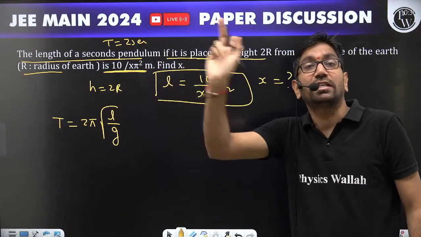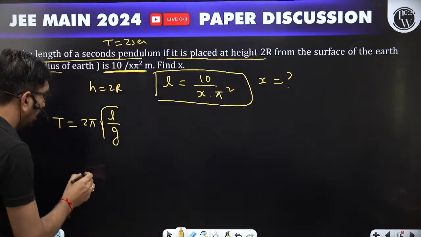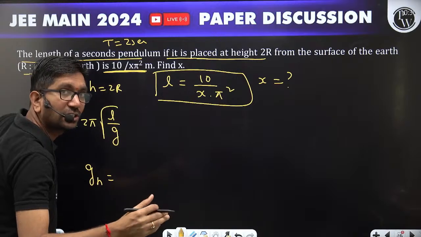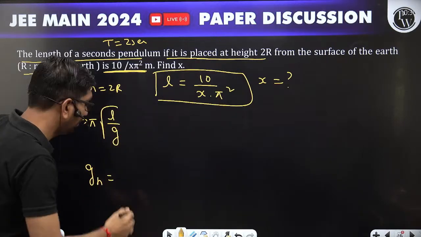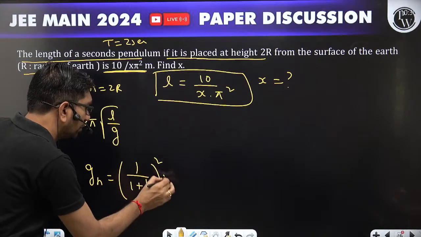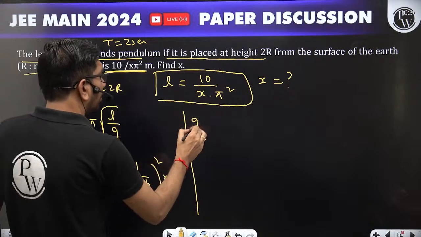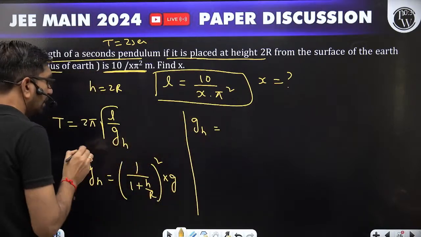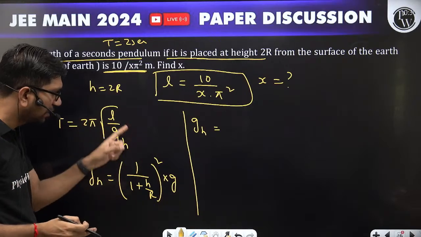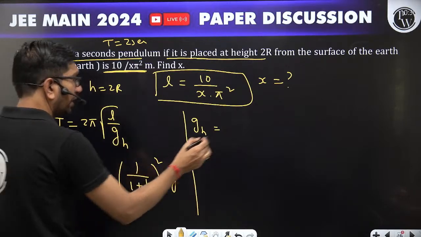What is the acceleration due to gravity there? As everyone knows, when a mass is taken to a certain height, the gravity becomes 1 by (1 plus h by r) whole square into g. Correct? Is it clear? So this is the second pendulum which is at a certain height. I am taking the gravity at that height.